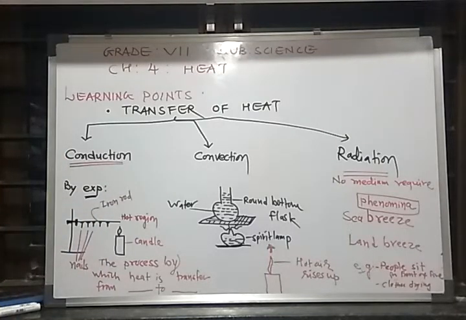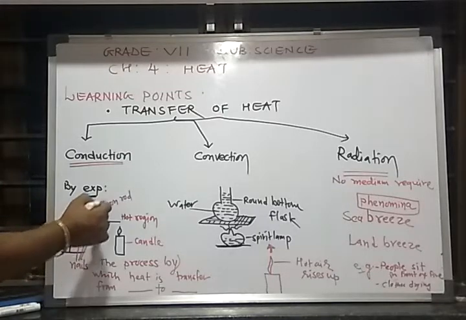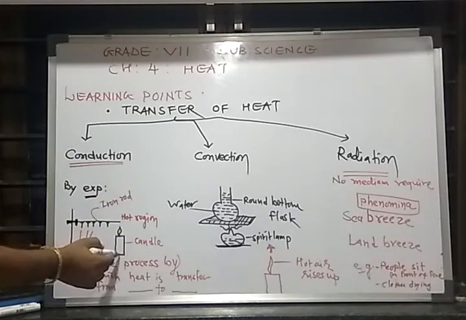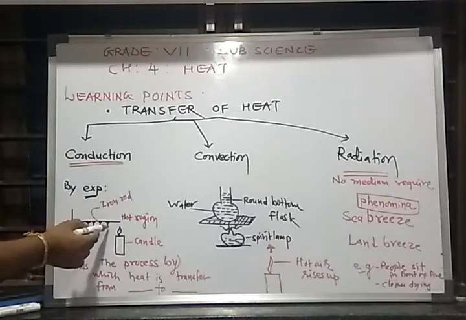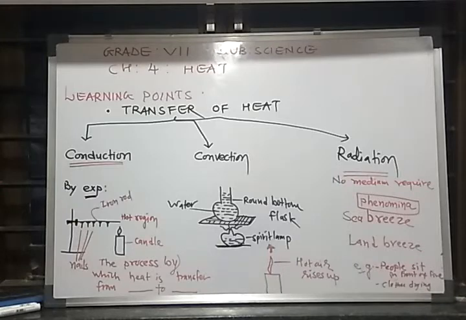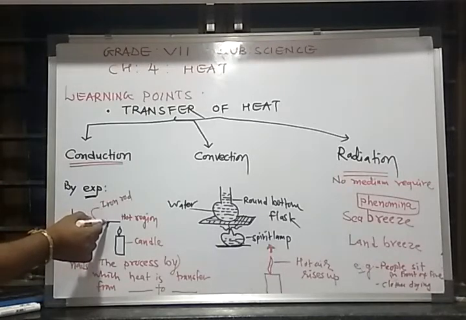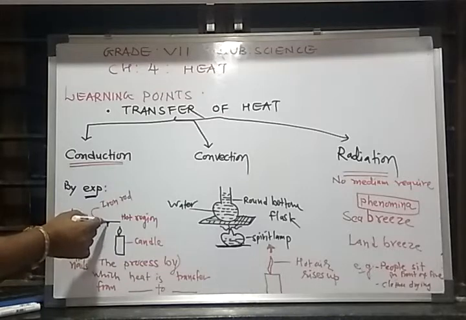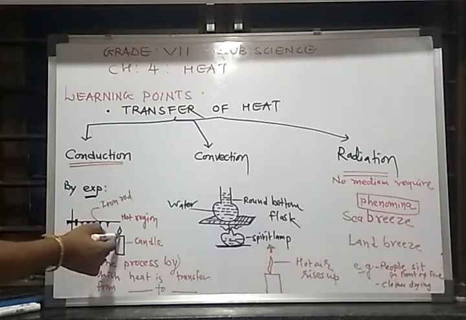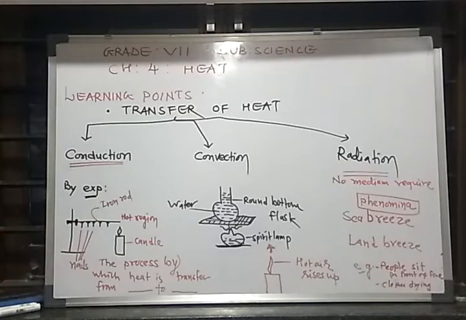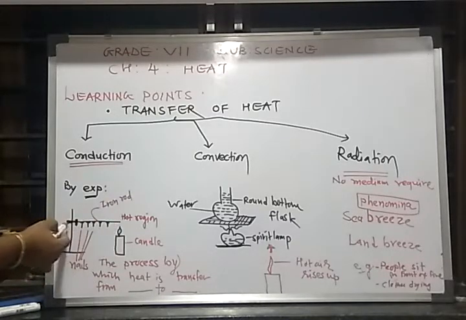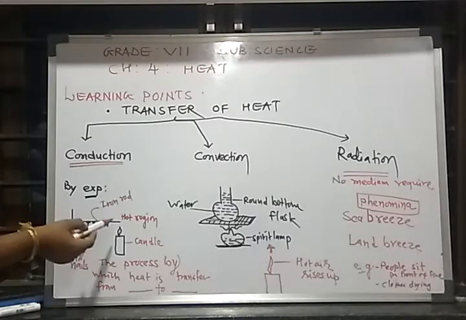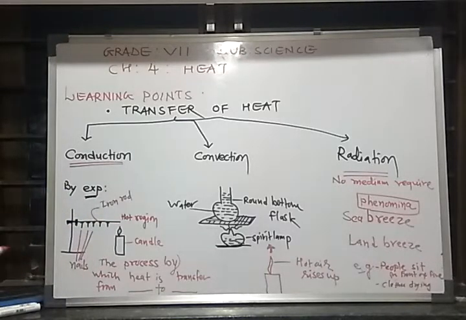Here one stand is there, one iron rod is there. Here we take one candle, and we take 1, 2, 3, 4, 5 nails. Then we attach them with wax. Light the candle for some time. Then what is our observation? This iron rod is going to heat. So what is your observation?